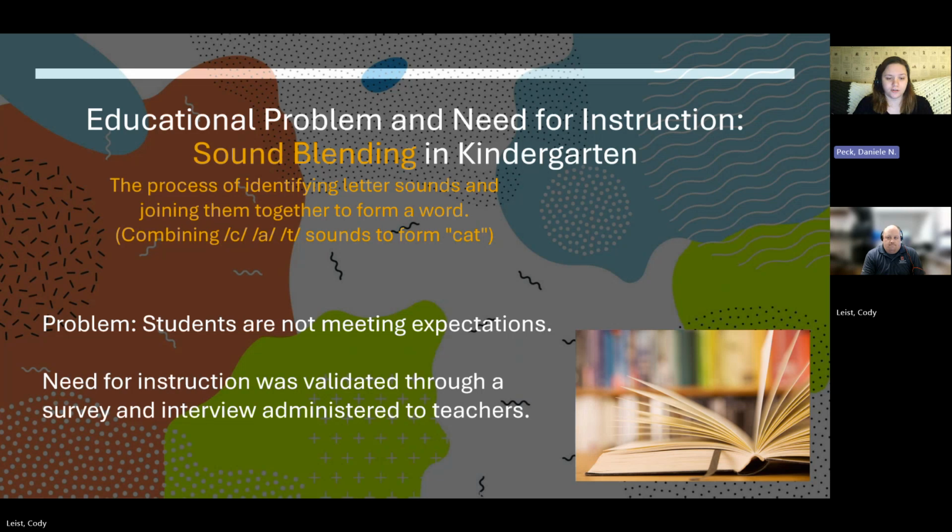As of now, which is the third quarter, about 5 to 10 students struggle with sound blending or fall behind their peers when learning sound blending. And out of 24 students in the particular class that we got data from, only 11 to 15 are able to use sound blending to identify unknown words. And if we'll go to the next screen.